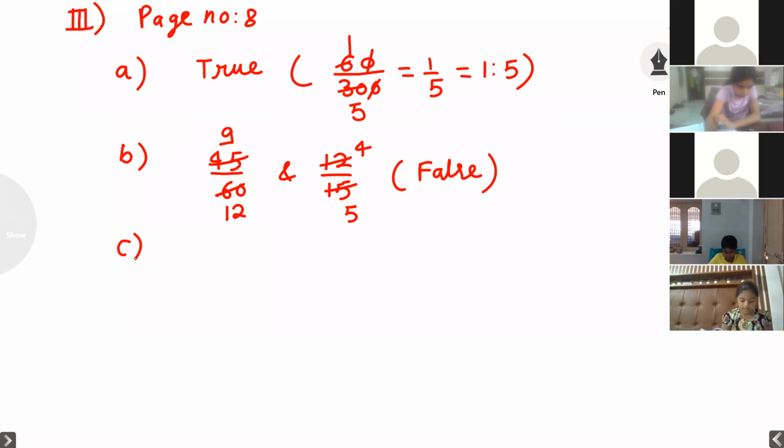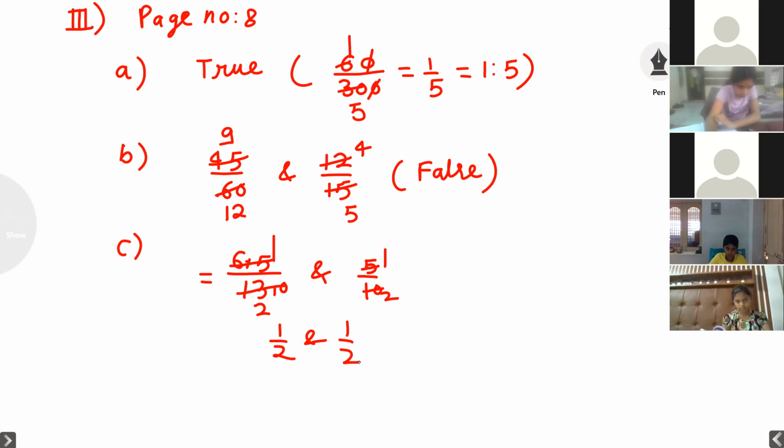C, 6.5 liters to 13 liters. I want to simplify. 6.5 divided by 13 and 5 by 10. Now after the decimal there is 1 digit, so we want to cancel the decimal. 65 by 130 gives 1 by 2, and 5 by 10 gives 1 by 2. Both are equal. C answer is true.